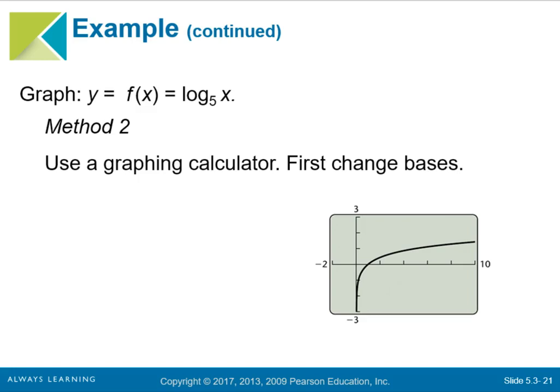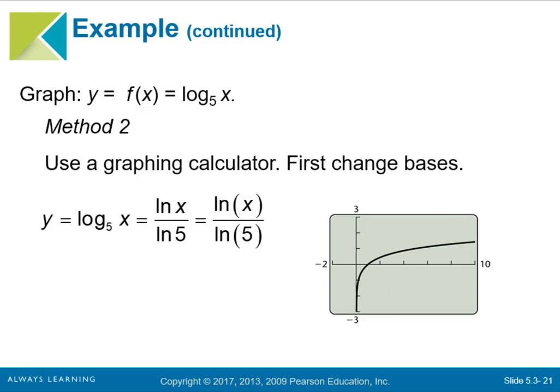Let's take a look at that. So we're going to use our log base 5 of x. I can use natural log or log base 10. Natural log of x over my natural log of 5. And that's going to give me the same value as log base 5 of x.